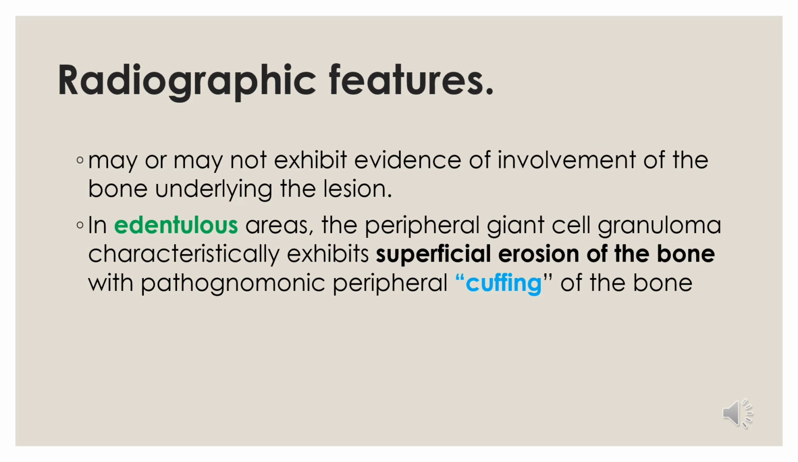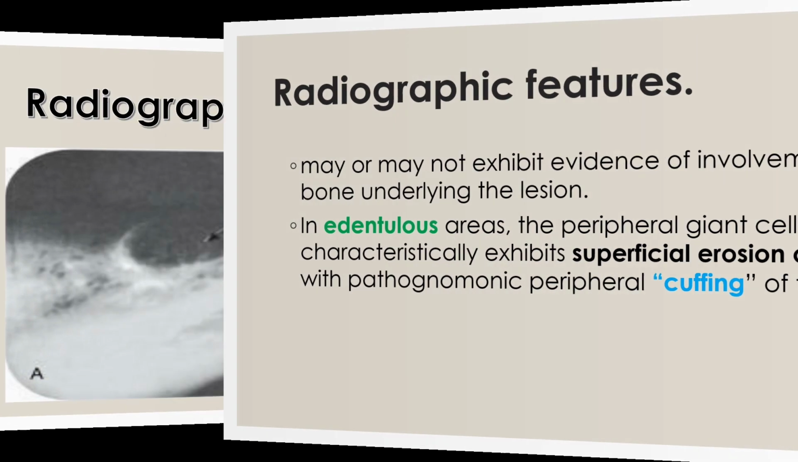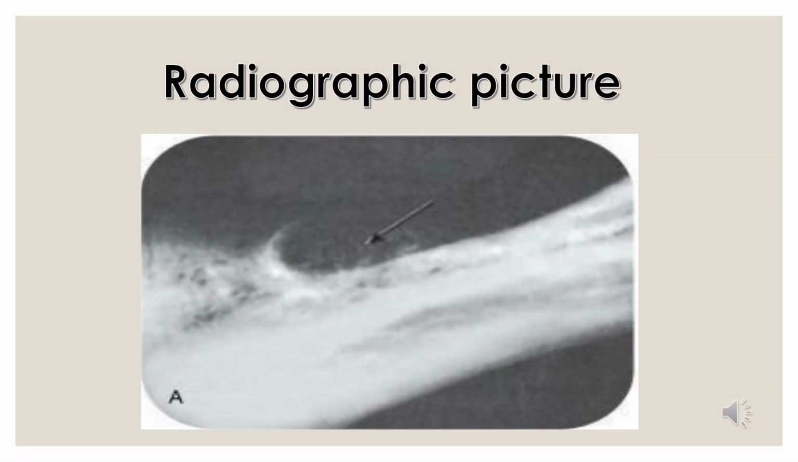Radiographic features. Peripheral giant cell granuloma may or may not exhibit evidence of involvement of the bone underlying the lesion. In edentulous areas, the peripheral giant cell granuloma characteristically exhibits superficial erosion of the bone with pathognomonic peripheral cuffing of the bone. Radiographic picture of peripheral giant cell granuloma.